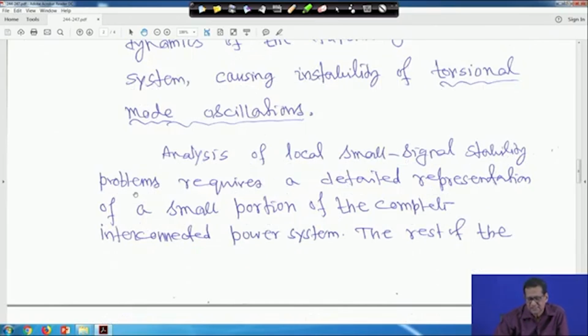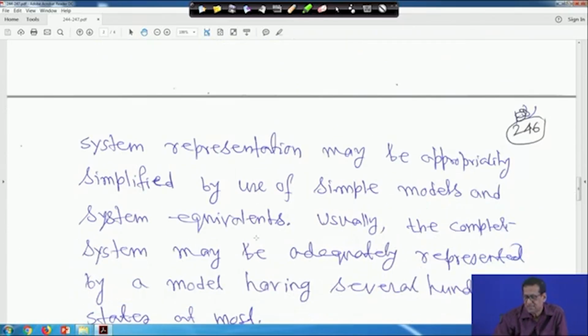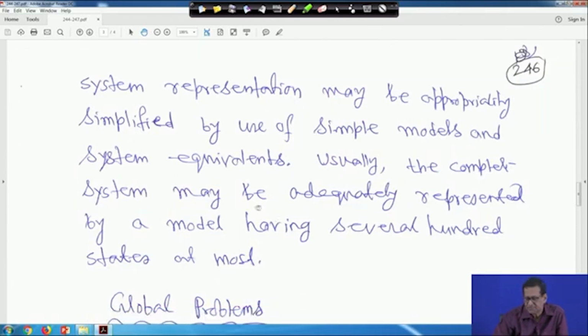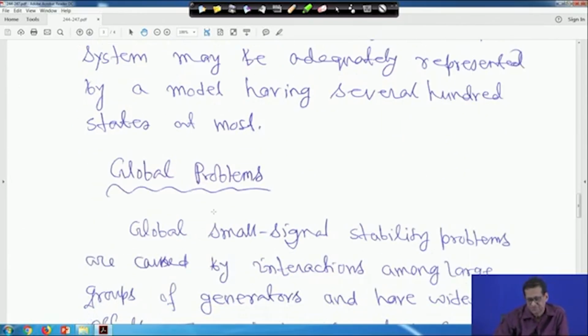Analysis of local small signal stability of power systems requires a detailed representation of a small portion of the complete interconnected power system. The rest of the system representation may be appropriately simplified by use of simple models and system equivalents. Usually the complete system may be adequately represented by a model having several hundred states or more. If you consider an interconnected system, so many machines are there, so you will have several hundreds of state variables. Another thing is the global problems.